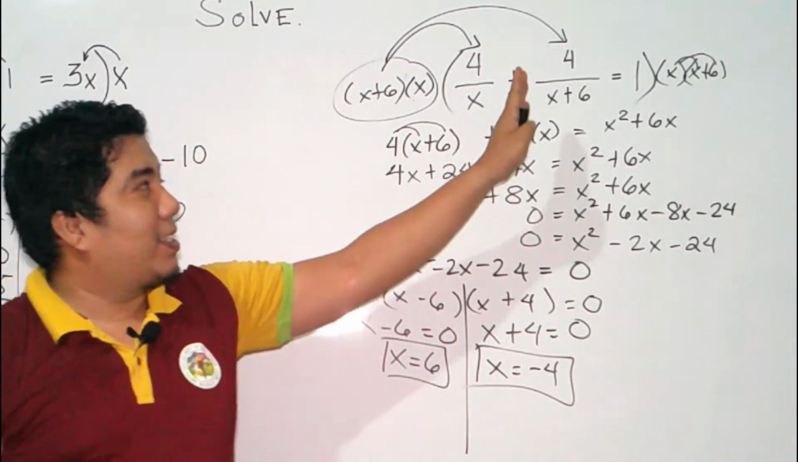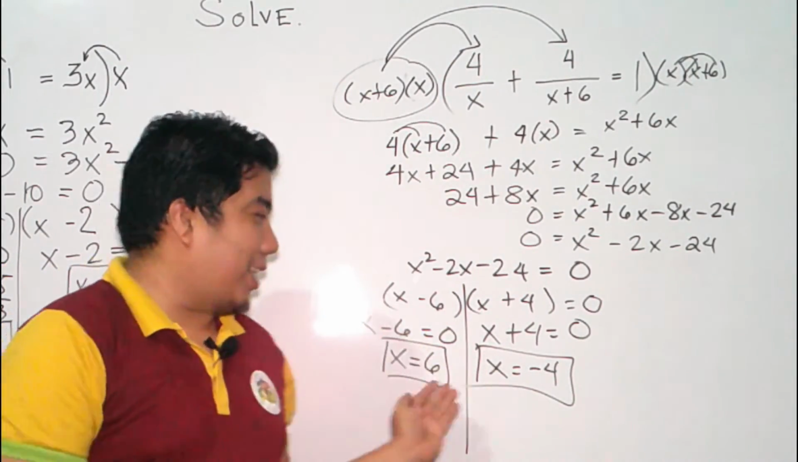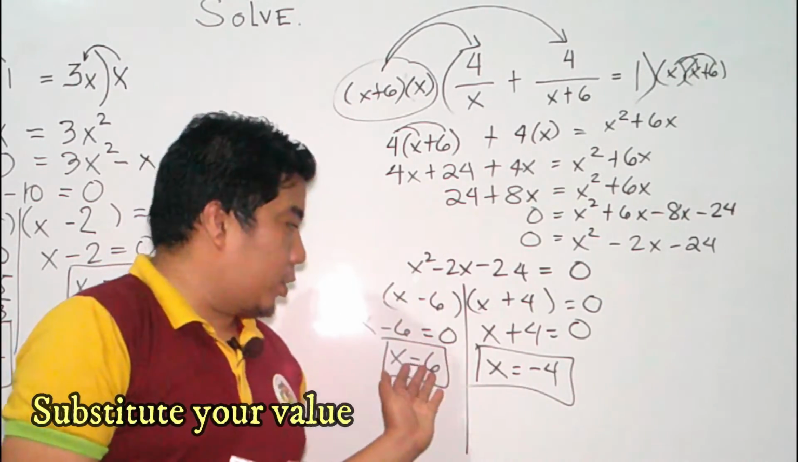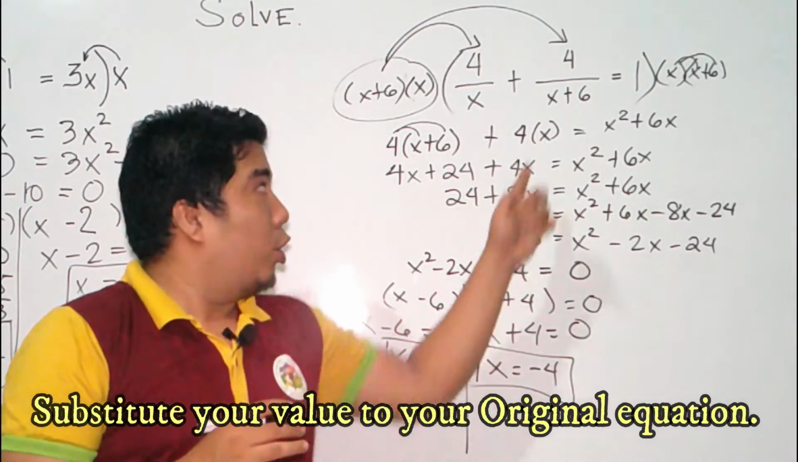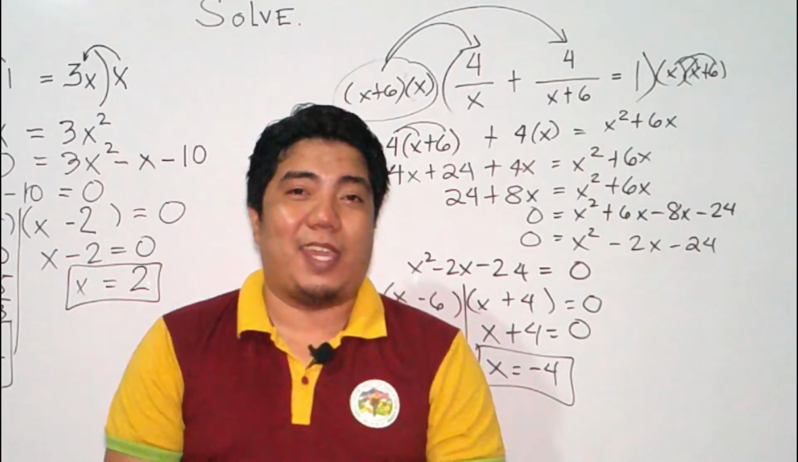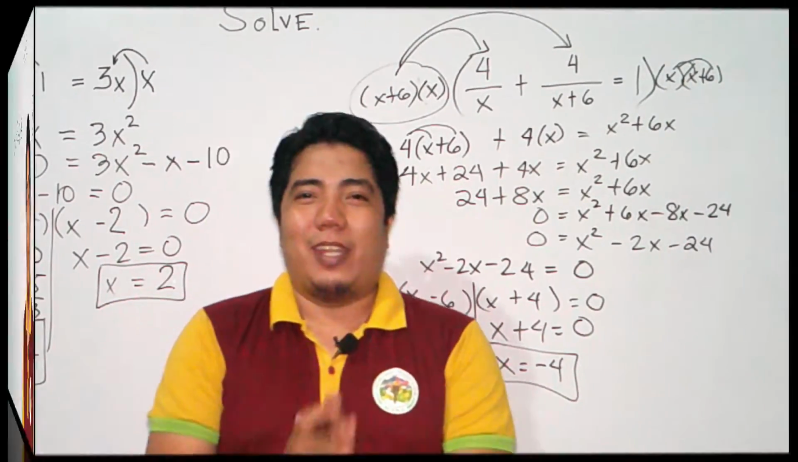4 over x plus 4 over x plus 6 is equal to 1. Now, if you want to check this one, very simple. What you just need to do is to substitute the value of your x to your x in your original equation and solve them. Okay? I'm sure the answers are correct. Now, let us go to the third equation.